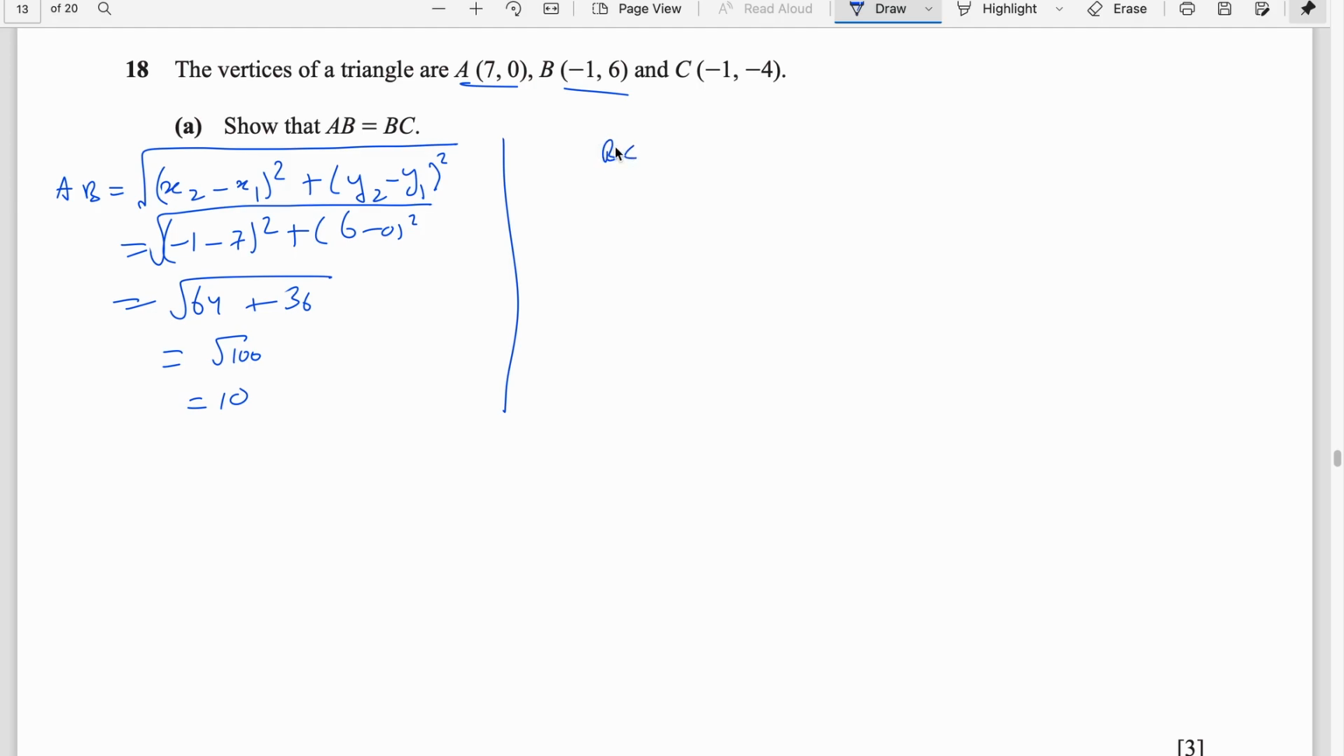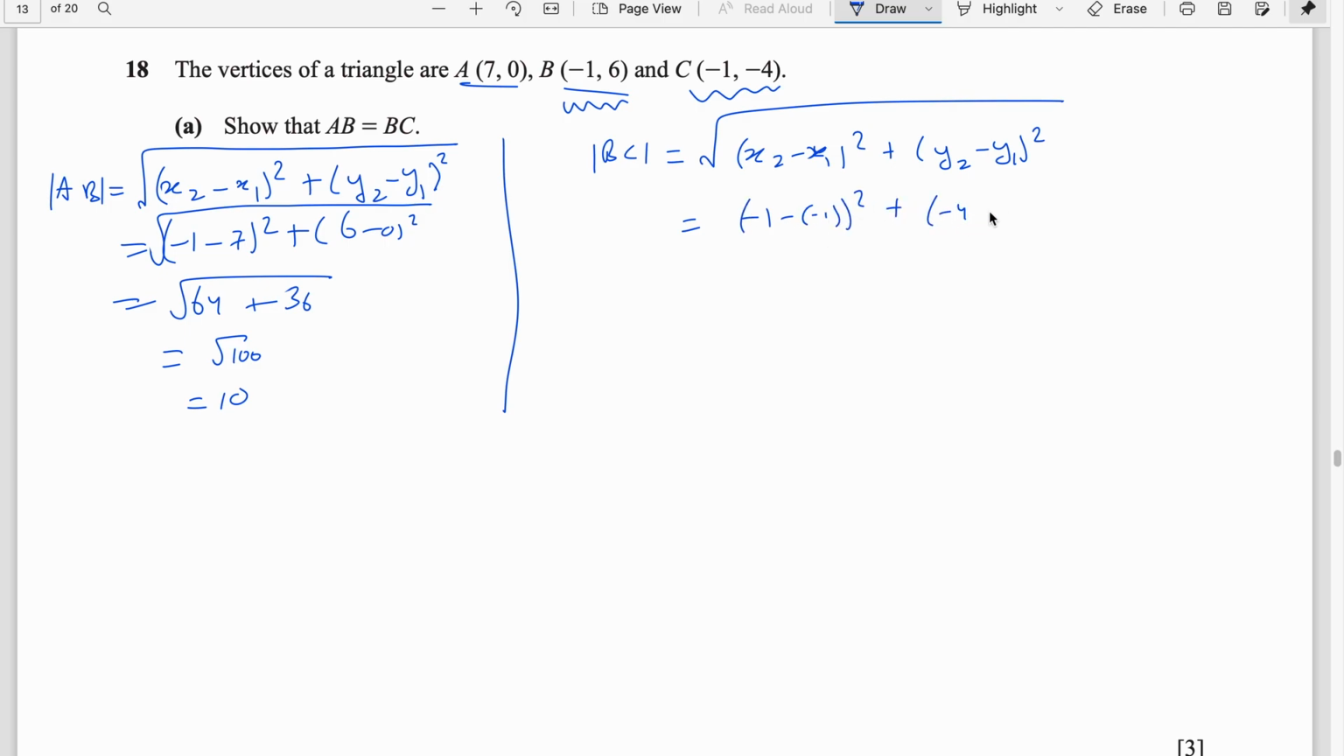On the other side, BC. The length of BC is square root of X2 minus X1 whole squared plus Y2 minus Y1 whole squared. So for B and C, square root of 0 squared plus 10 squared, which results as 10. So shown.